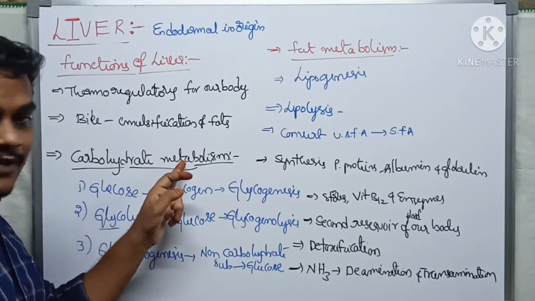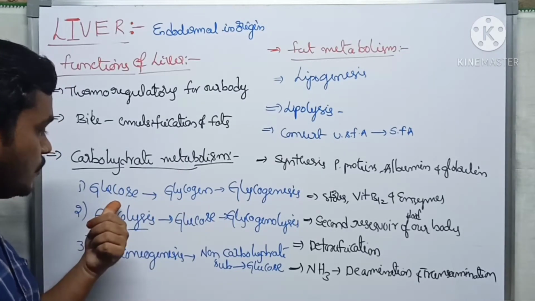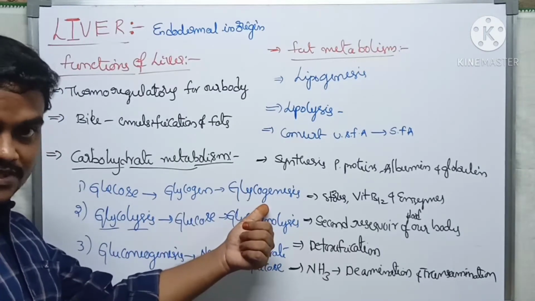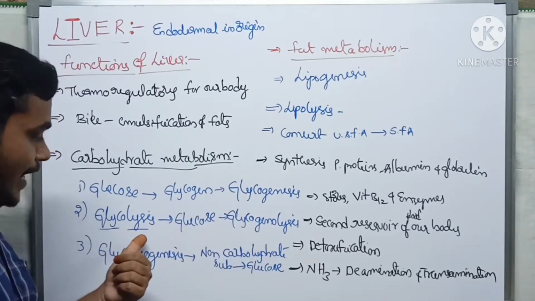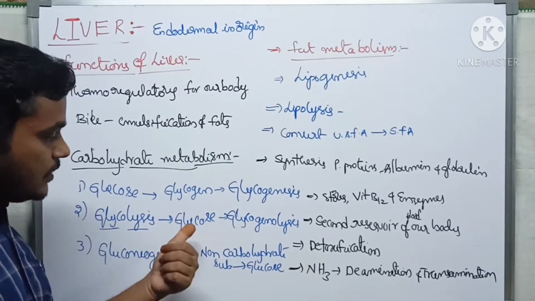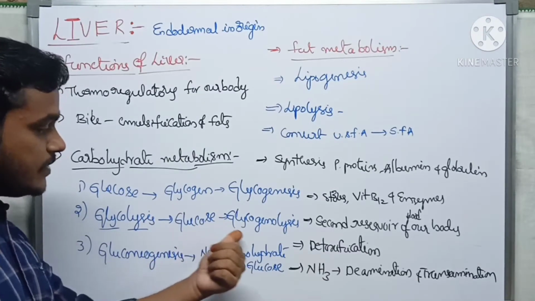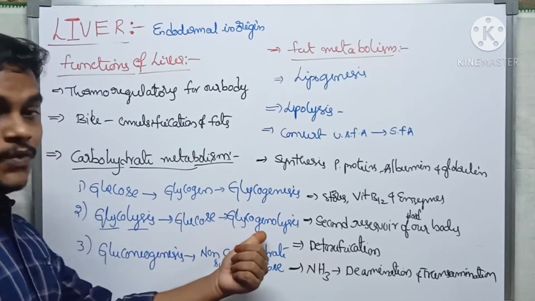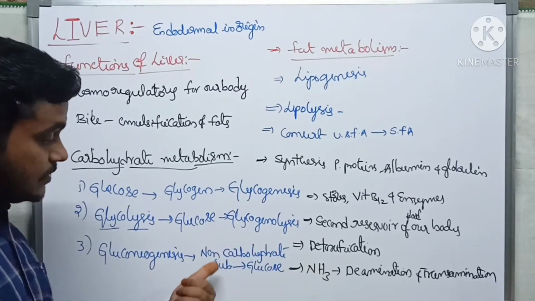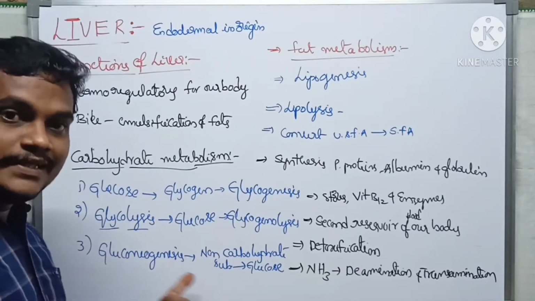So carbohydrate metabolism. Glucose is converted into glycogen. When there is more glucose in the body, it automatically converts into glycogen. That is called glycogenesis. Glycogen converting into glucose is called glycogenolysis, meaning breakdown of glycogen. Then gluconeogenesis: non-carbohydrate substances are converted into carbohydrate substances in this process.